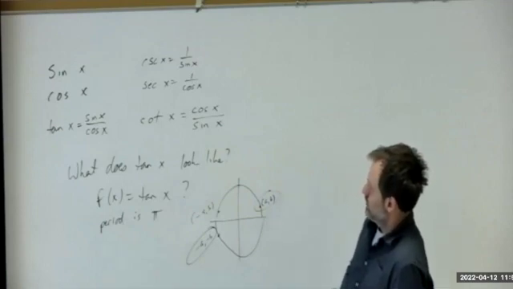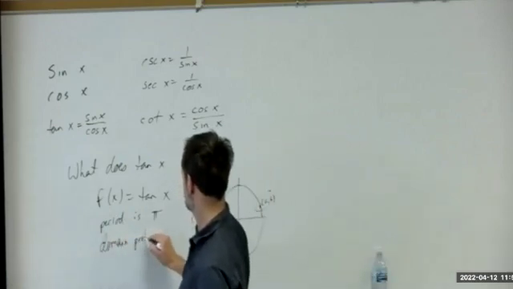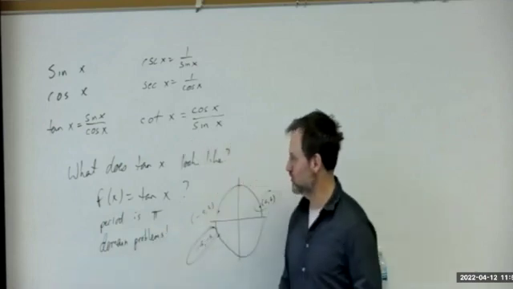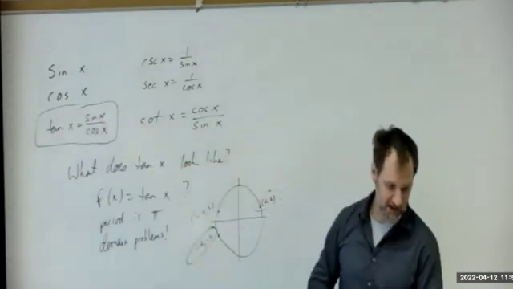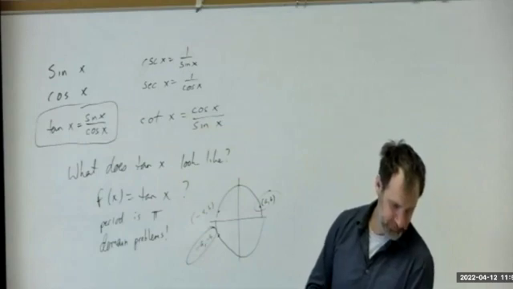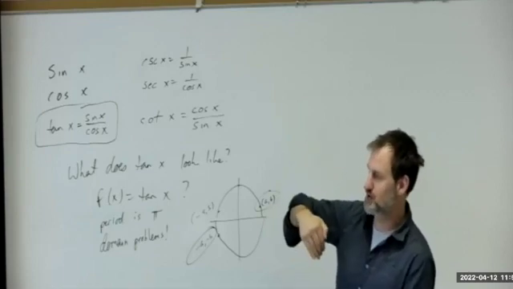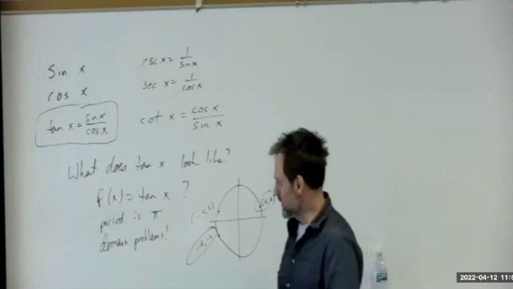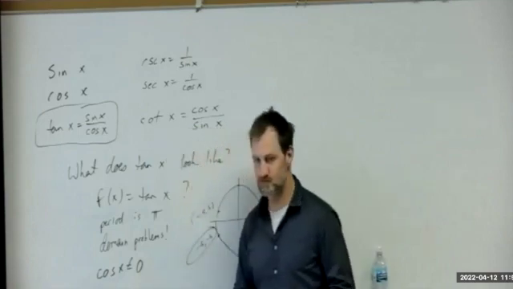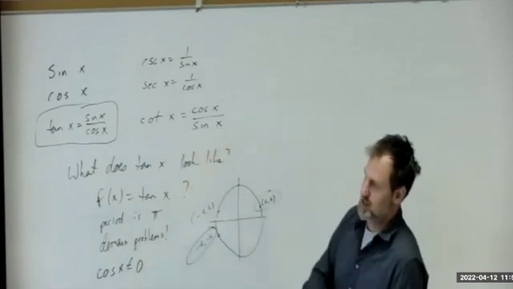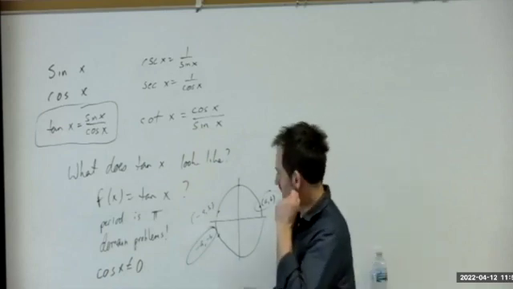Second of all, we got domain problems. How do I know, just by looking at this, that I'm going to have domain problems for tan x? Because you can't divide by 0. So anytime you have a fraction with a variable in the denominator, you got potential problems. So in other words, cosine x equals 0 is a no-go. Well, when does cosine x equal 0? Let's just list out a few situations where that's going to happen.